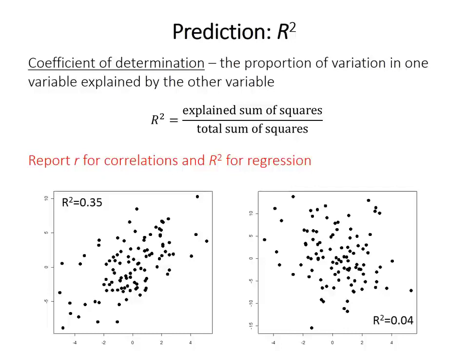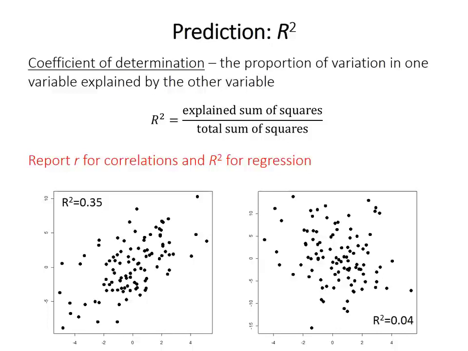So it's often described as the proportion of variation in our dependent variable explained by the independent variable. So in the left panel at the bottom, the graph there, around 35% of the variation in the dependent variable can be explained by the independent, so an R squared of 0.35, whereas in the right panel, only 4% of the variation is explained, so that's not a very strong or useful predictive relationship.